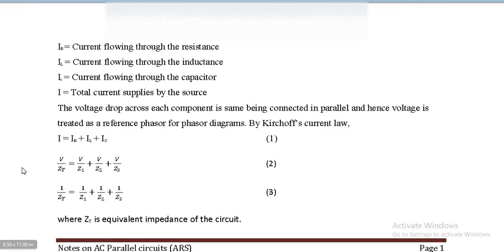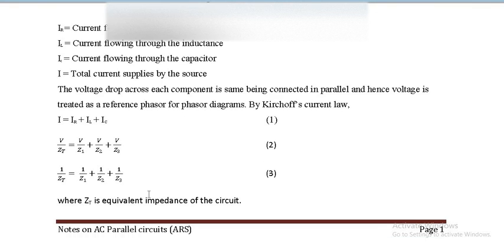Since voltage is common, I can cancel that V, and I get 1 upon ZT is equal to 1 upon Z1 plus 1 upon Z2 plus 1 upon Z3, where ZT is the equivalent impedance of the circuit.